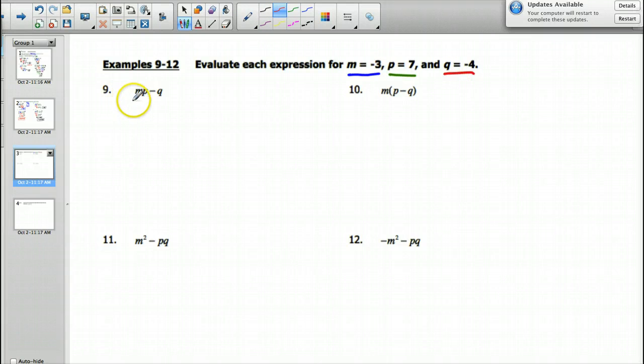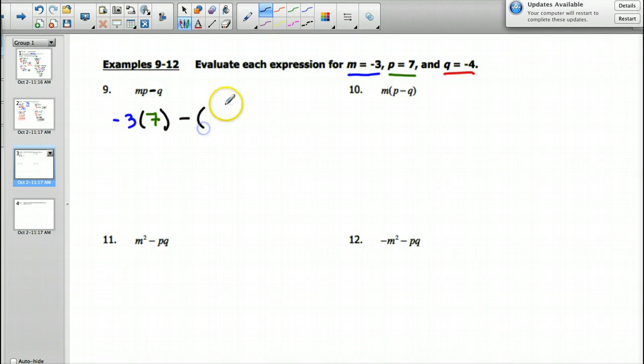So my first expression is M times P minus Q. Okay, so I'm going to substitute in a -3 for M, times P, so I'm going to put a set of parentheses here, times 7 is what we're plugging in for P, minus Q. Q is -4, so this is where you really need to be careful. We've got subtraction right here in front of Q, and then for Q itself, we're plugging in a -4.